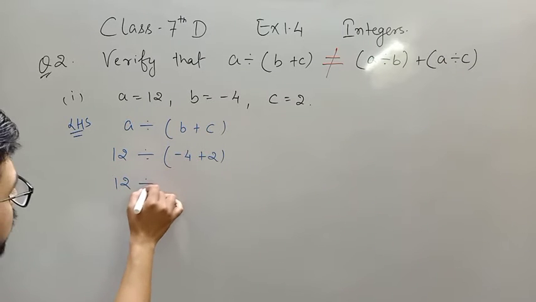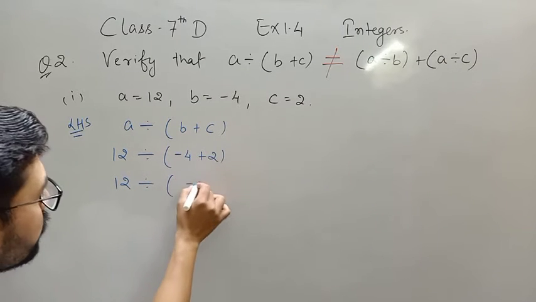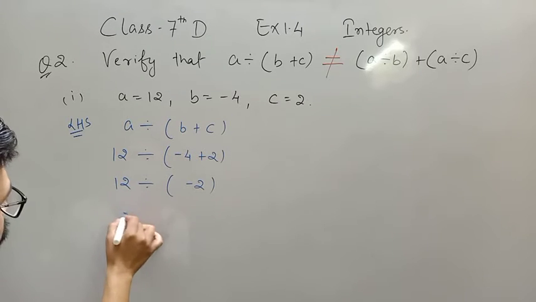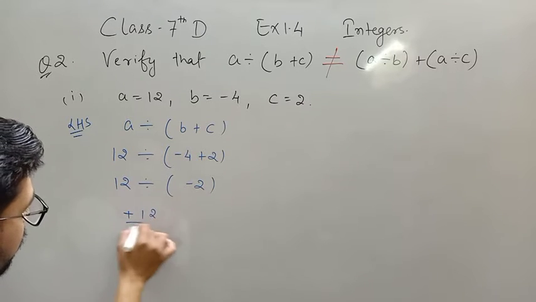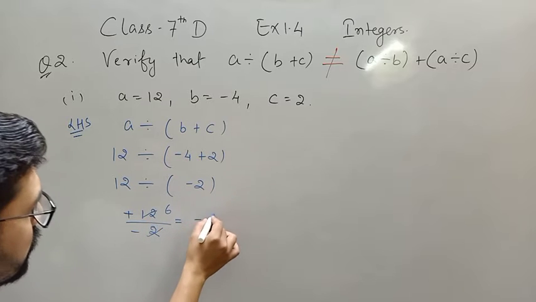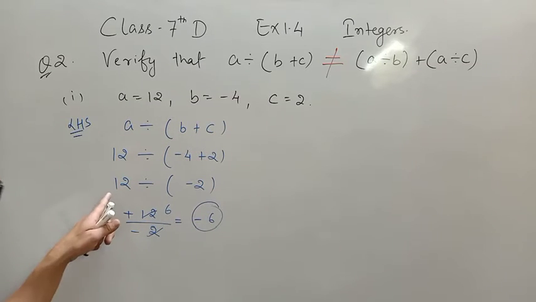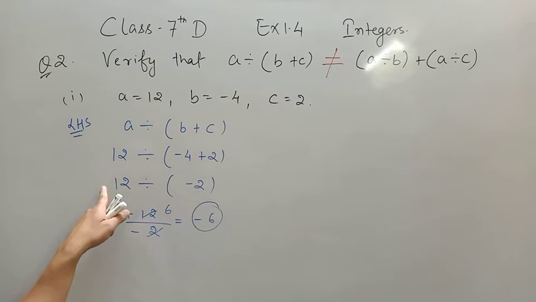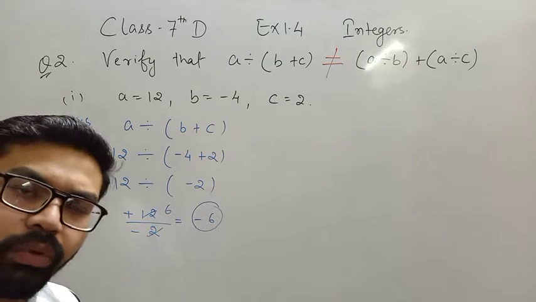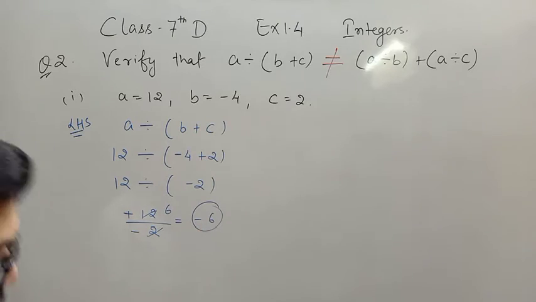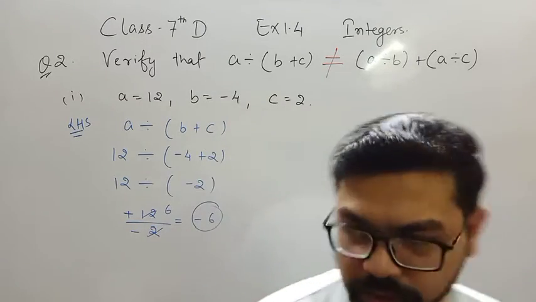So 12 divided by minus 4 plus 2 will give you 12 divided by minus 2. 2 sixes are 12, so the overall result will be minus 6, because when you divide a positive integer by a negative integer, or a negative integer by a positive integer, in both cases the result is negative. Okay, now you just need to solve the RHS.